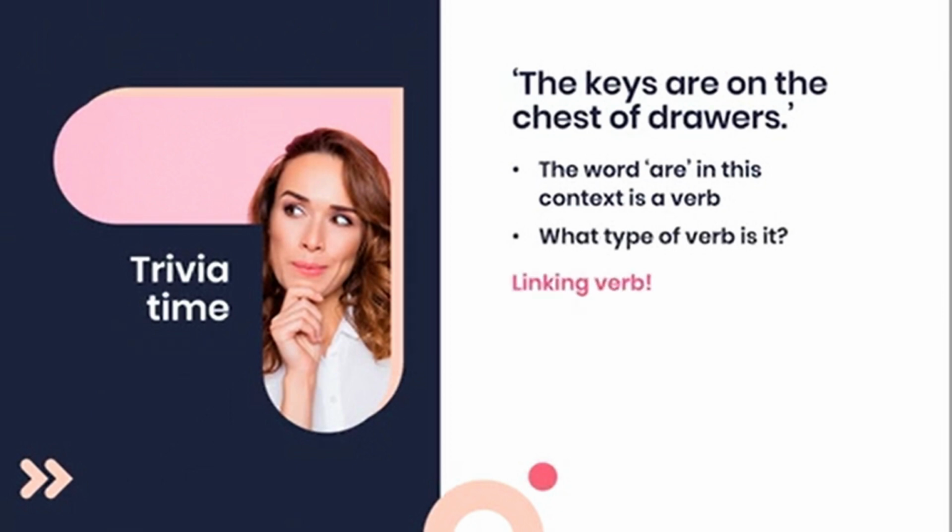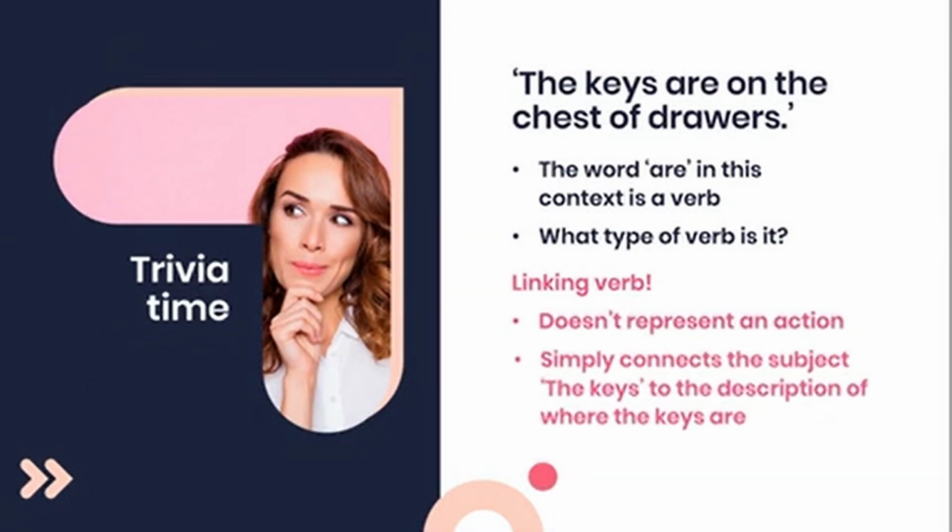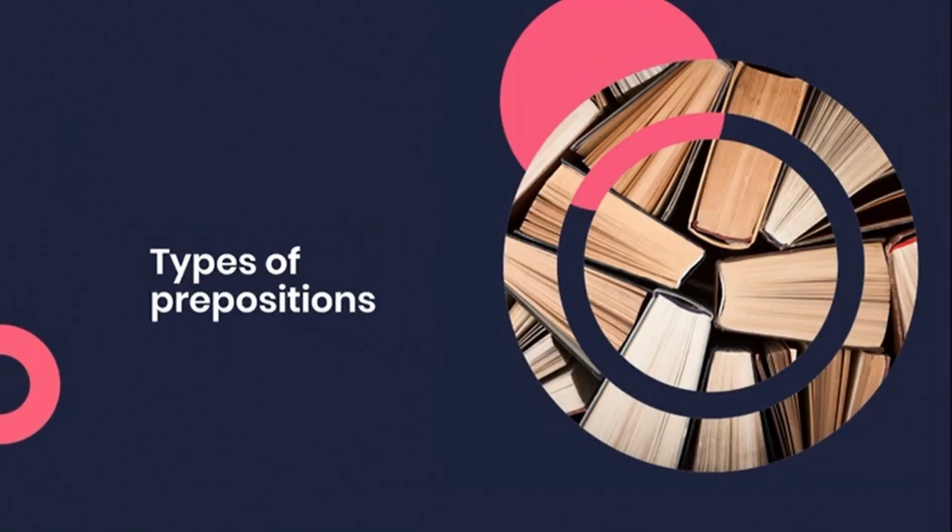It's a linking verb. Remember, linking verbs are verbs that don't represent an action. They simply connect the subject of the sentence to another part of the sentence. In the case of this sentence, the linking verb are connects the subject of the sentence, the keys, to the description of where the keys are, on the chest of drawers. If you got it right, well done.